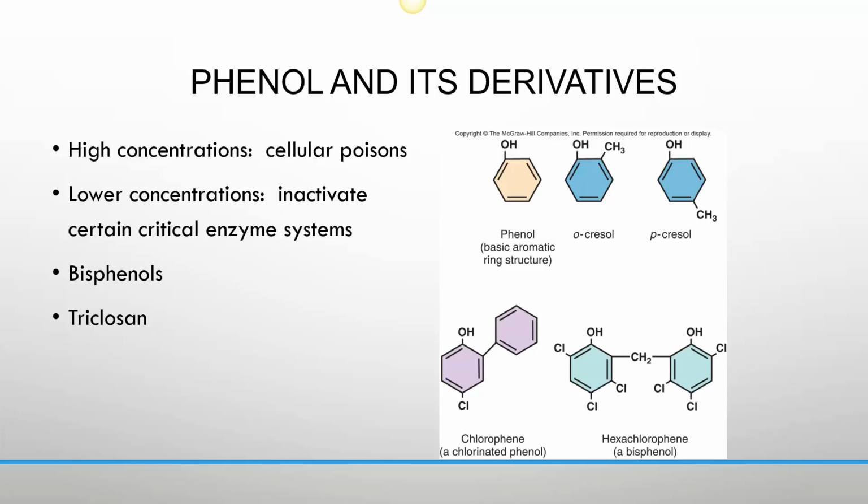Phenol and its derivatives. So high concentrations are cellular poisons, but low concentrations, they inactivate certain critical enzyme systems. By bisphenol and triclosan. Triclosan is something that we put in a lot of different soaps. They used to call the soaps antibacterial hand soaps, but now they had to change all the labeling. So you will very rarely find a soap label that says antibacterial.